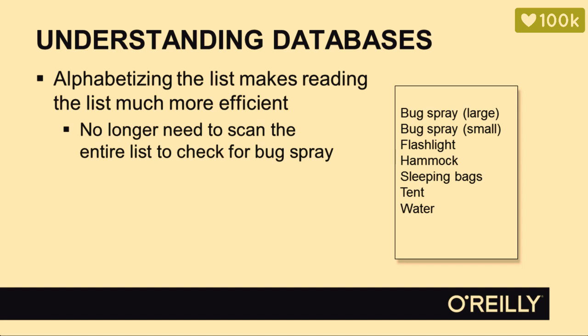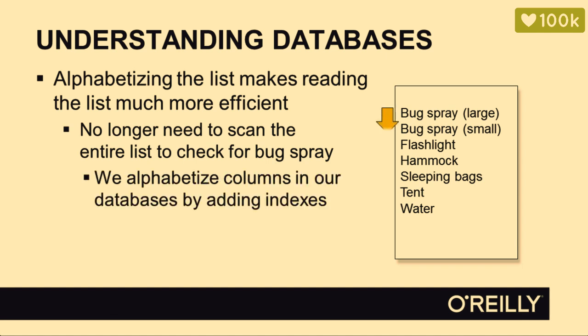We have to do fewer input-output operations to retrieve this data. If you back up to when it was not in alphabetical order, the database actually has to pull that data into memory and read every list item in that database to determine how many instances of bug spray there were. When it's alphabetized, we can just do one IO. We grab 2 or 3 lines, we check, we got 2 bug sprays and a flashlight, we're done. Very efficient. So we alphabetize columns in our databases for this very reason. We do that by adding indexes to our tables.